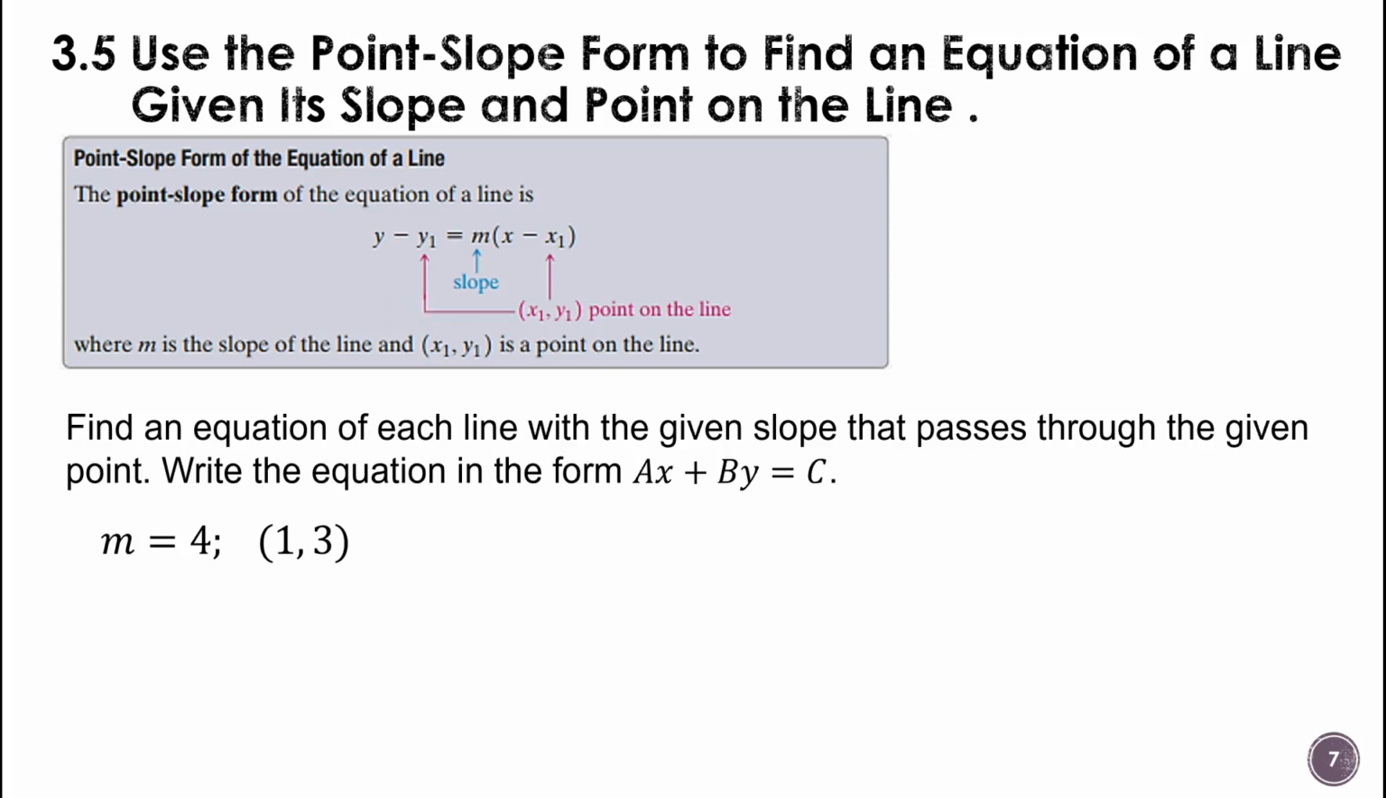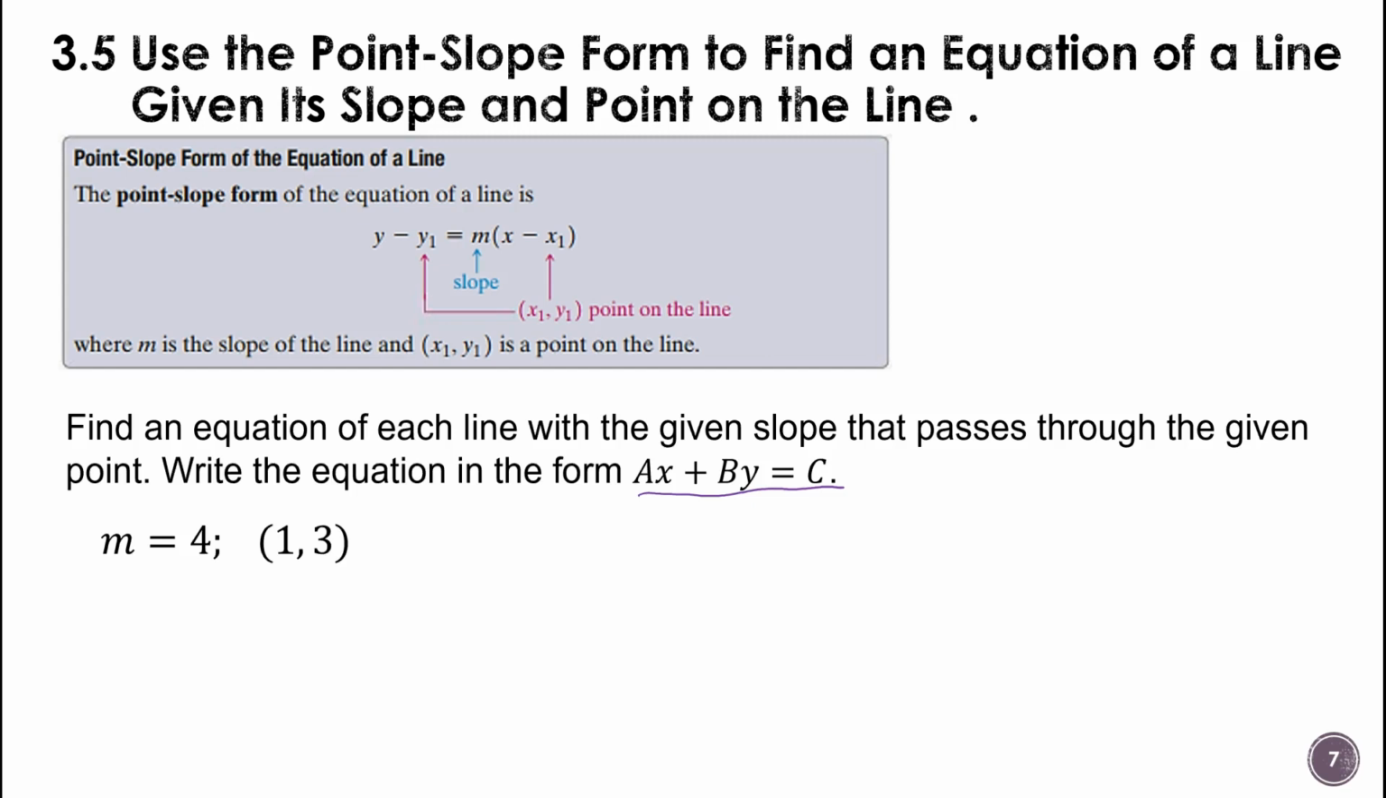Hello, here we are on the second video lesson for section 3.5, and on this we're going to be writing equations of lines with a formula called point-slope form. And so basically what we do with point-slope form is we substitute what we know and then we simplify it to write it in standard form, which is ax plus by equals c.